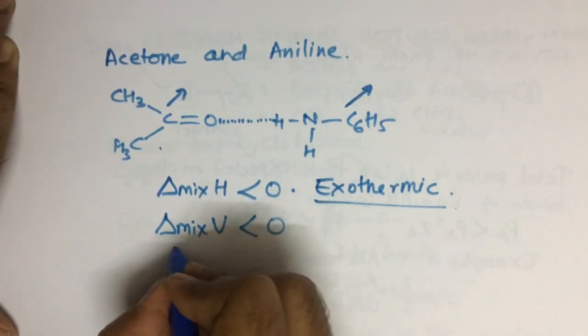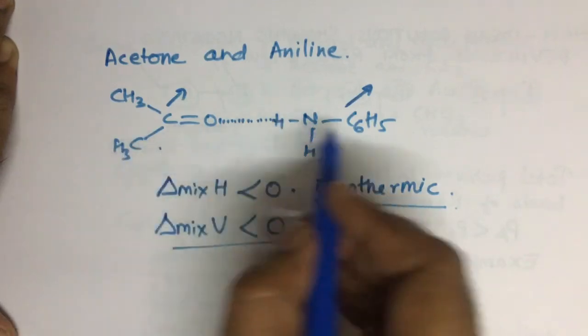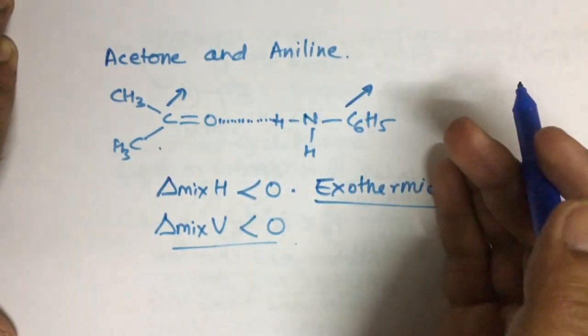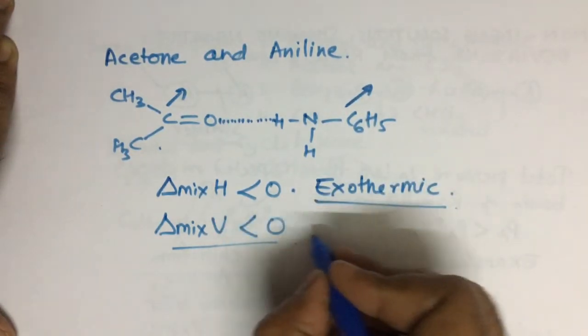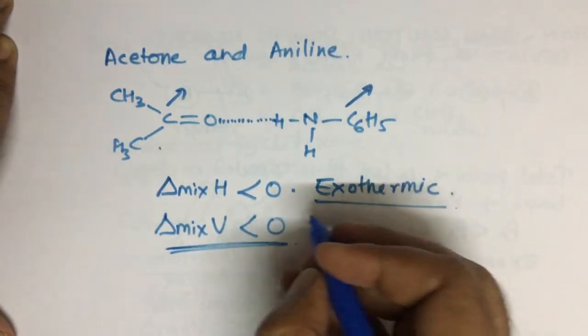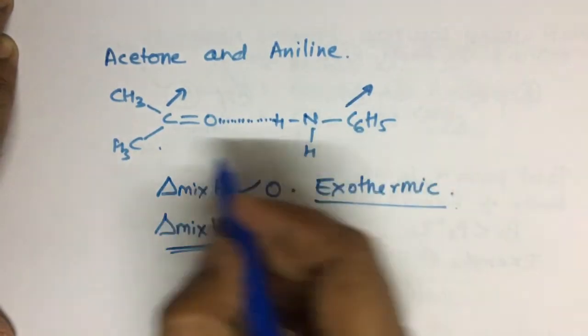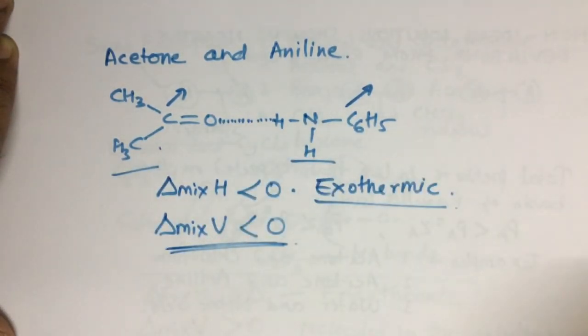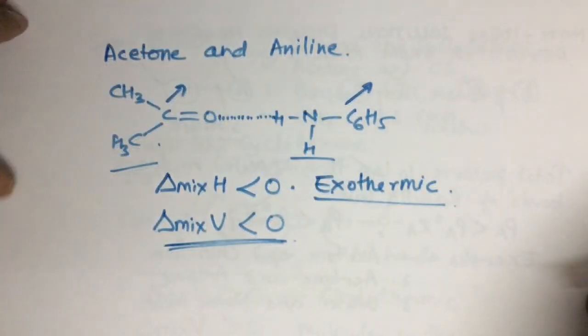The volume change of mixing is also less than 0 because in the pure form the molecules are loosely held. When they mix, they come closer, strong bonds are formed, so volume change upon mixing decreases. So the volume of the solution becomes less than the volume of the pure components. So volume of mixing is also negative. This is all about ideal and non-ideal solutions and deviation from ideal behavior.